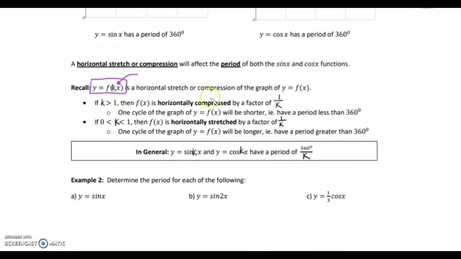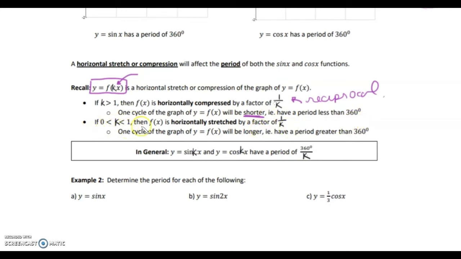So if k is greater than 1, then it's actually compressed by 1 over k. Remember, this is just the reciprocal. In other words, one graph is going to be shorter. If it's compressed, it's going to have a period less than 360 degrees.